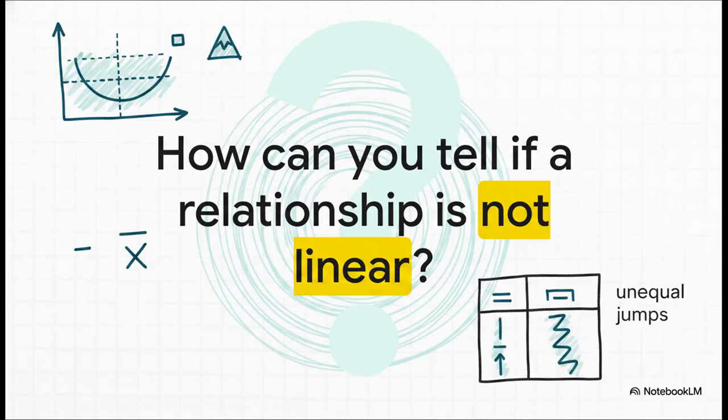And our final question, question 5. How can you tell if a relationship is not linear? To sum up all your detective work today, if the graph curves like a smile or a mountain, if the equation has an exponent, or if the data table has unequal jumps, it is absolutely nonlinear.